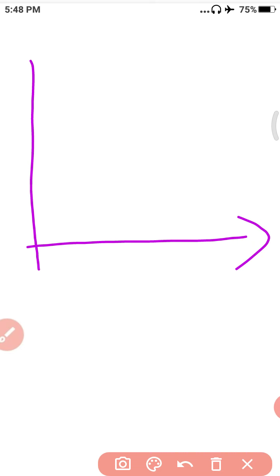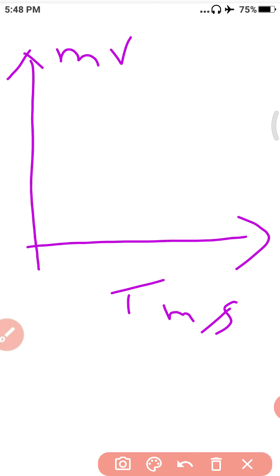So what is the action potential of the nerve cell? In this case, the action potential of the nerve cell looks like this. On the x-axis is the time period, in milliseconds. On the y-axis is millivolts. Normally, if you apply some external pressure, then you will get the action potential waveform, which looks like this.